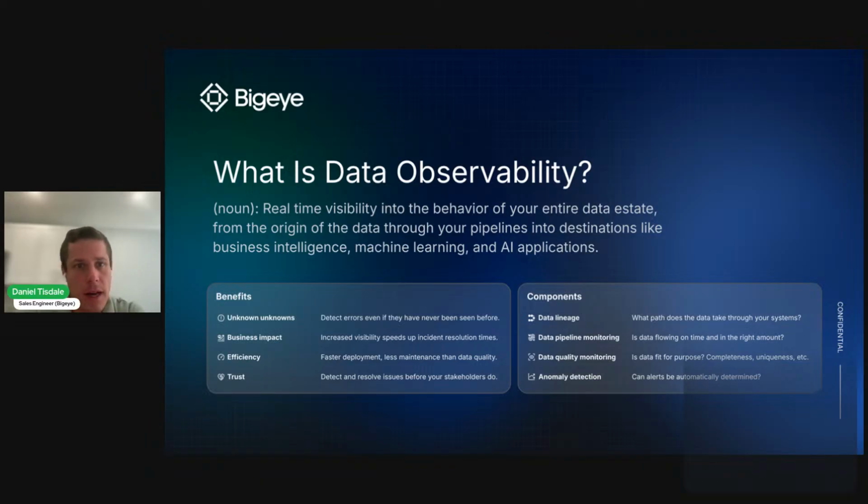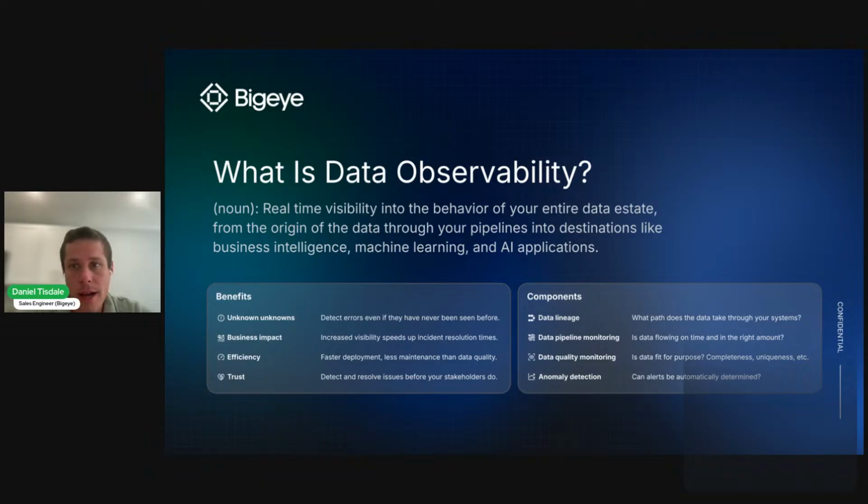Now, what are some of the benefits of a data observability solution such as Bigeye? We help identify and detect the unknown unknowns. So, this is detecting errors even if they have never been seen before. We help with business impact. So, really increasing the visibility of any of these issues and data quality issues that come up. It really helps to speed up the incident resolution time and ultimately drive down that mean time to resolution metric and KPI that a lot of organizations look at and track.